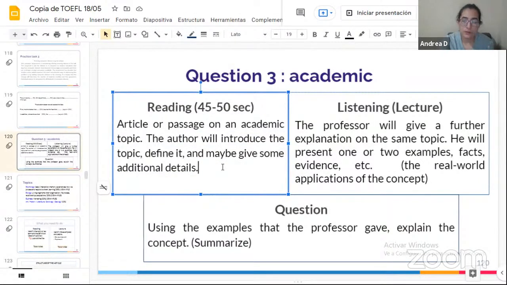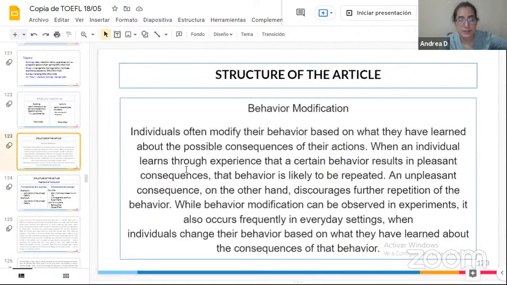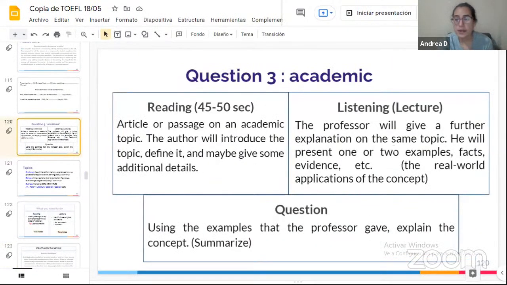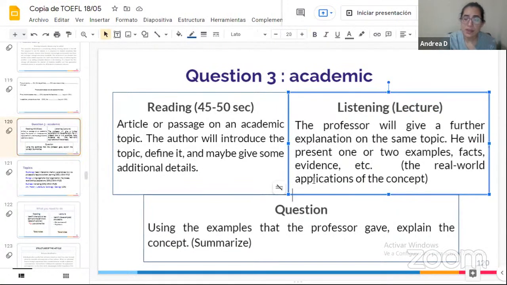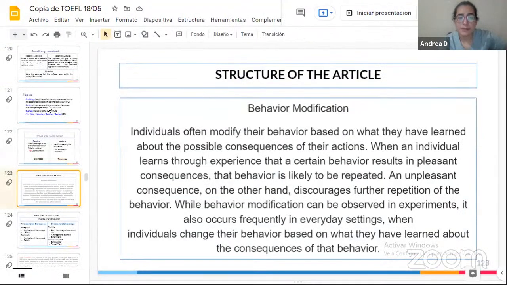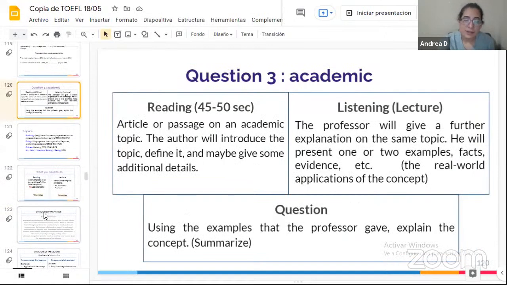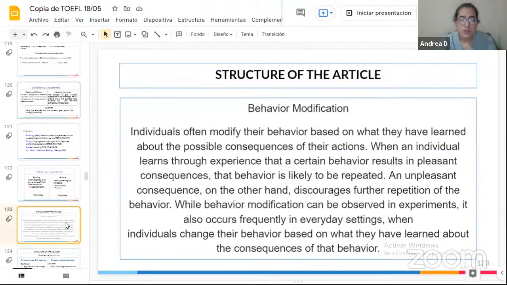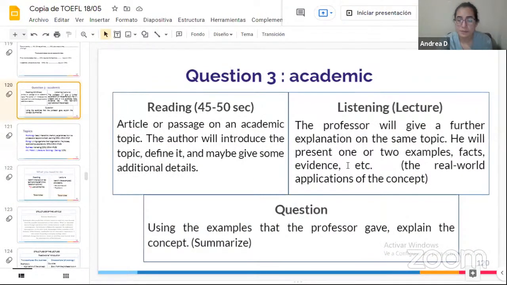How does this work? The first thing that you will do is read a text, something like this, an academic text. And you will be given 50 seconds to read this. After you're done, you will listen to a lecture. So it's not going to be a conversation anymore. It's an academic lecture, aka a college class. The professor will basically be talking about the same topic. It's not going to be something different or objecting to the reading. The professor is just going to be explaining a bit more whatever you had in the reading. So it's all about the same thing.